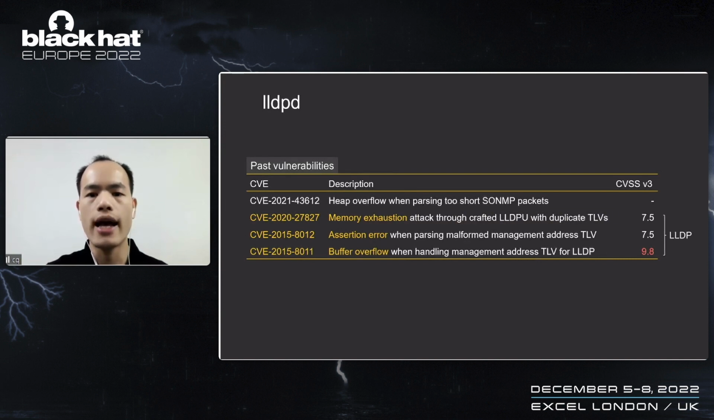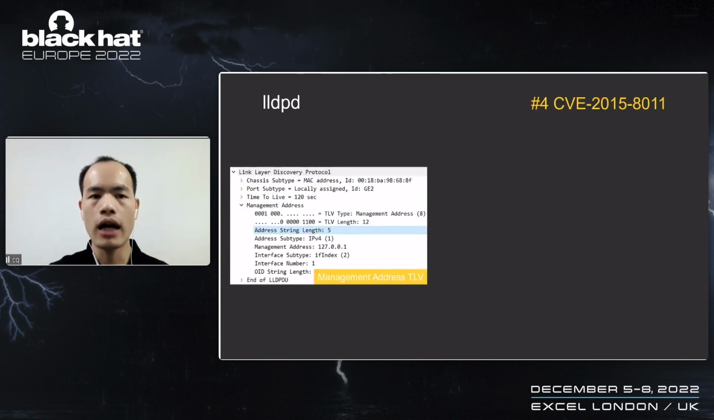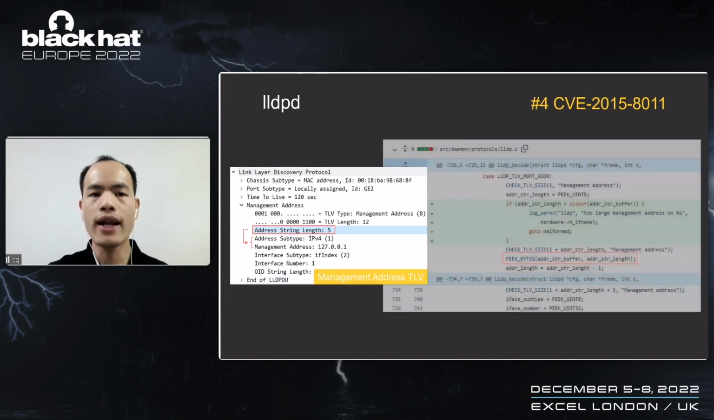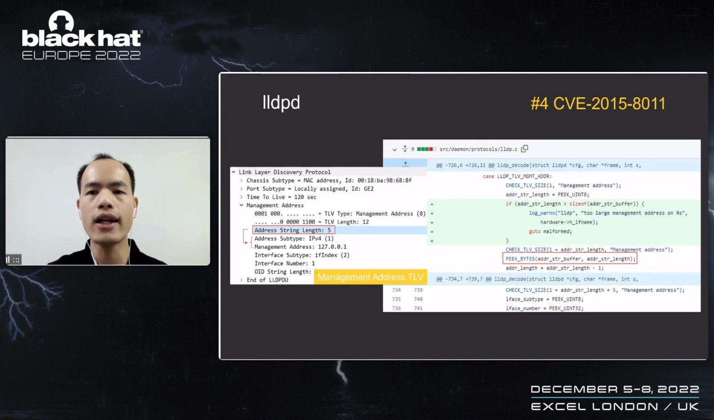CVE-2015-8011 is a critical buffer overflow vulnerability, which occurs when parsing the management address TLV. On the left is an example of an LLDP packet containing a management address TLV. Inside it, there is a field named address string length, which indicates the total length of the address subtype and the management address field. On the right is the fix for this buffer overflow vulnerability. As we can see, before copying data with address string length into the address string buffer, a length validation is added on the address string length field.